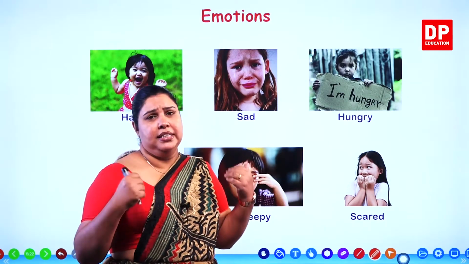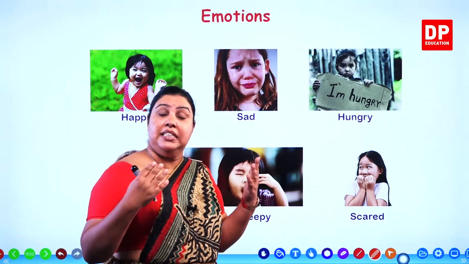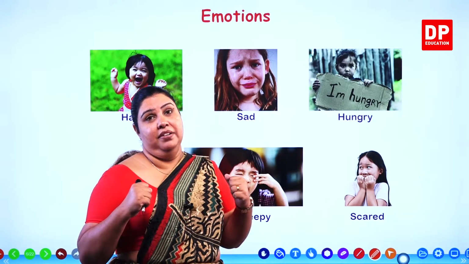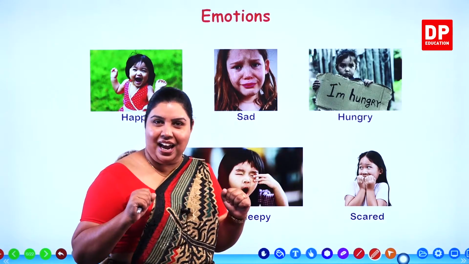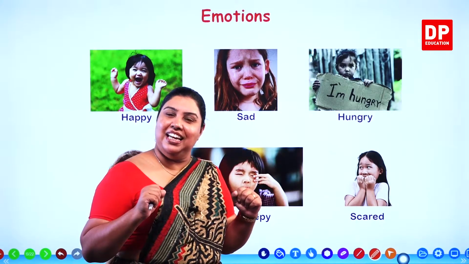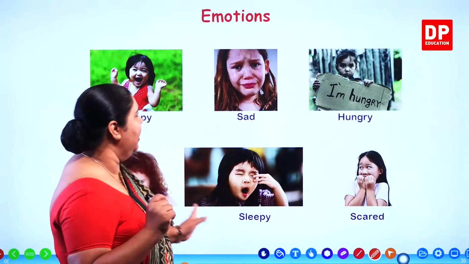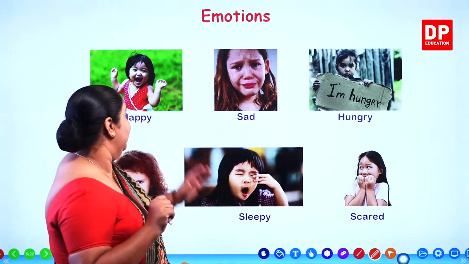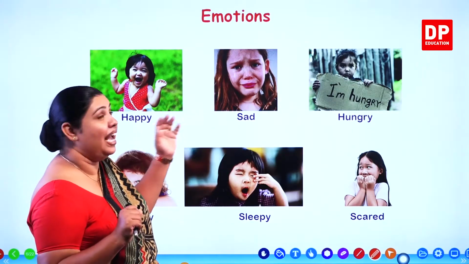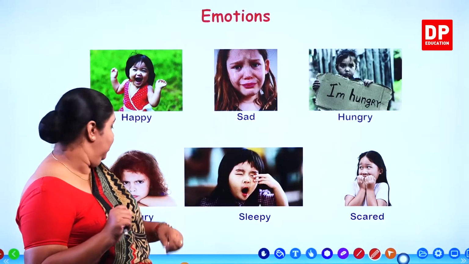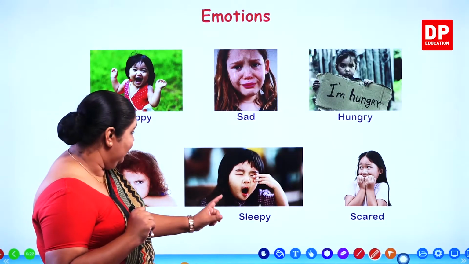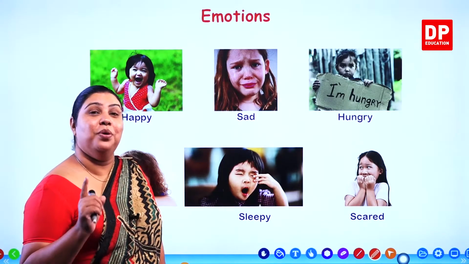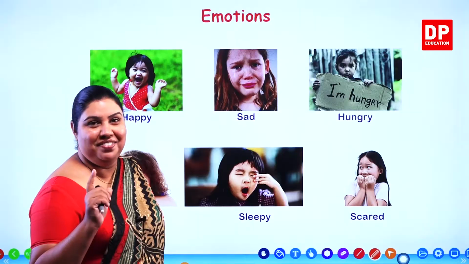We all get scared. Now in the poem they said, when it is stormy, I feel scared. When it is thundering, we feel scared. When it is dark, we feel scared. We are going to talk about it in detail, okay? So these are the main emotions that we are going to talk about in your pupils book. That is happy, sad, hungry, angry, sleepy, scared. Okay? So now we are going to talk about them one by one.